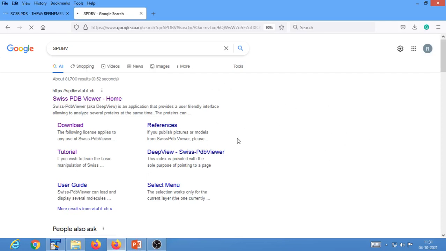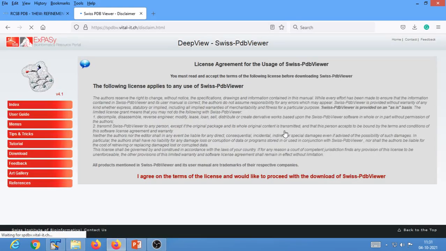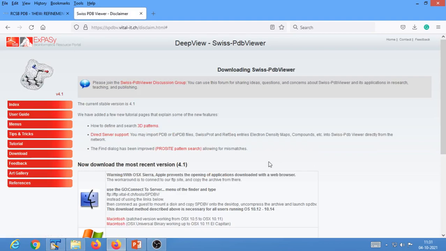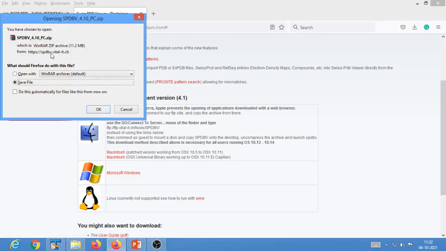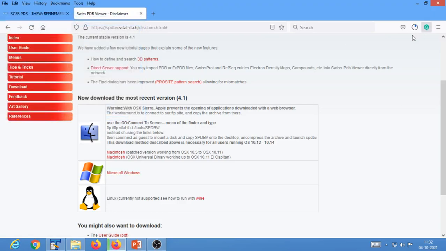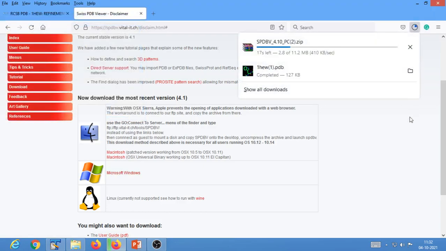You would be taken to their website from where you can download it. You need to agree on these terms and license. And since I expect that most of you must be working with Windows, you need to download your software from this Windows option. Okay, and there would be a zip file. If you save this zip file, it would be saved in your download folder.